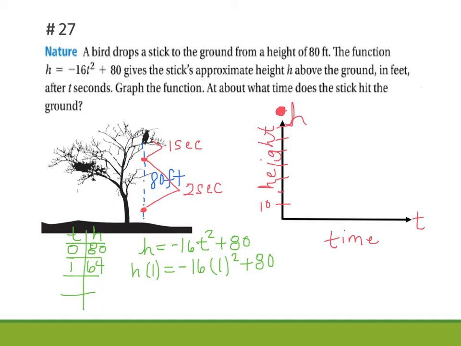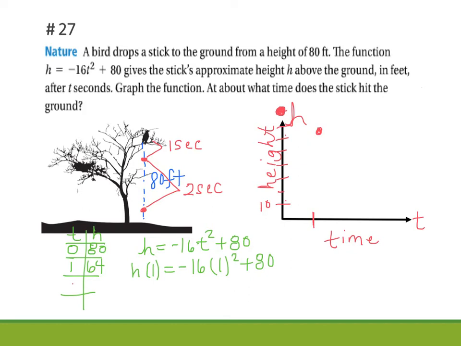So I'm going to go ahead and graph that. In the first second, so we'll put the first second here, the stick is going to drop to a height of 64 feet. So if I've got 10, 20, 30, 40, 50, 60, then 64 would be about right there. Okay.